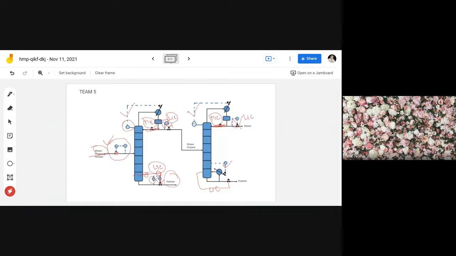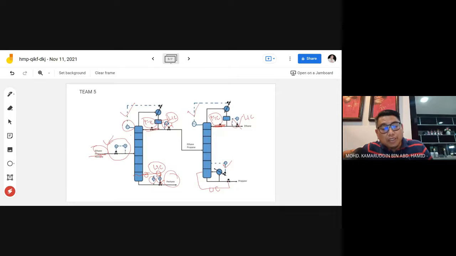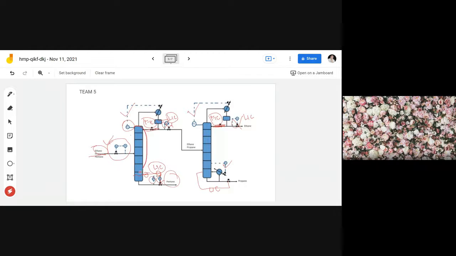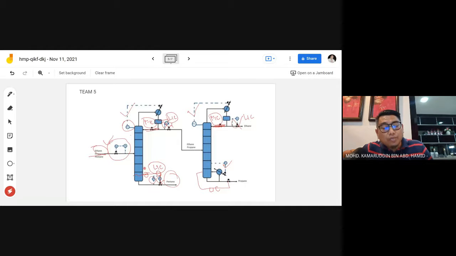Bukan ke kalau flow rate dia sikit, yang feed dia masuk sikit, so temperature dia akan lebih cepat untuk berubah. Temperature kat mana? Kat stream ke kat dalam kolom? Dekat dalam kolom. That's what you're talking about down here. You already have a temperature controller for the bottom column here. There's nothing to do with the feed temperature.